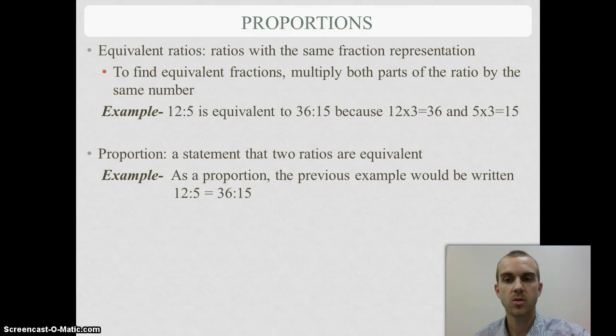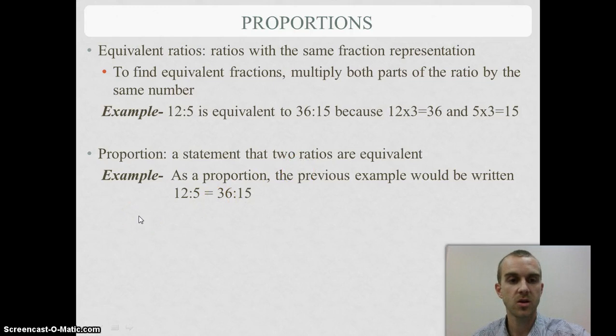Now when we talk about proportions, what we're actually looking at are equivalent ratios, and they're often going to be some form of the other one just multiplied by the same number. So if I had 12 colon 5, that's equivalent to 36 colon 15, because 12 times 3 is 36 and 5 times 3 is 15. Again, the key part there is they're both being multiplied by 3.